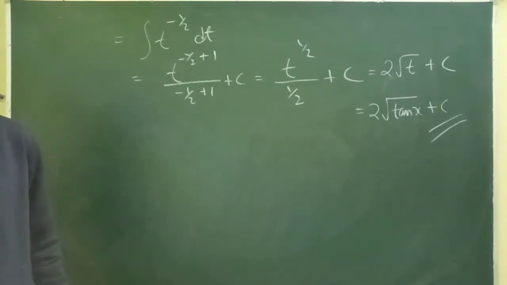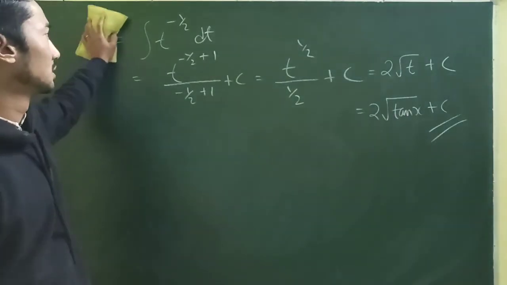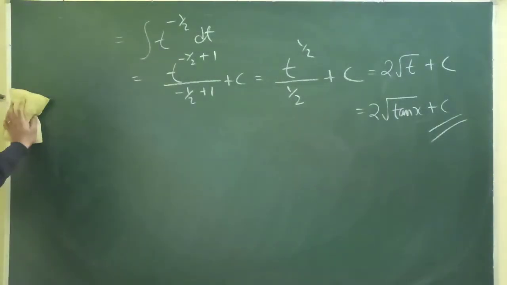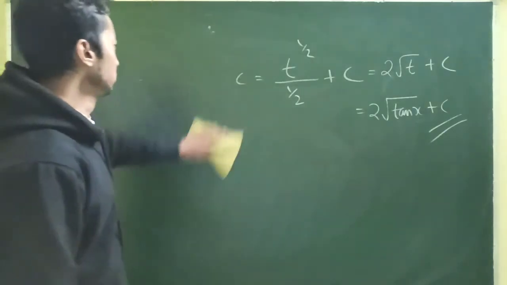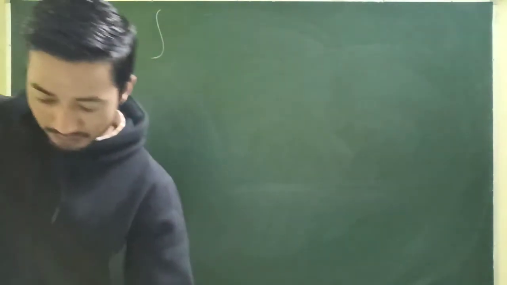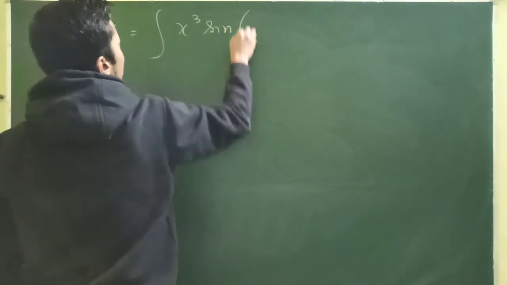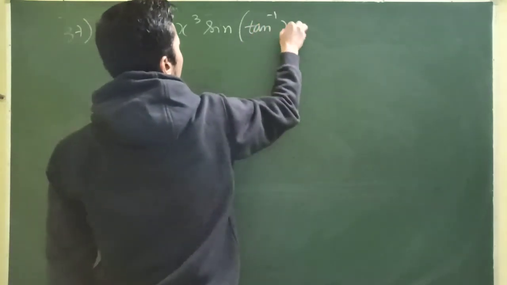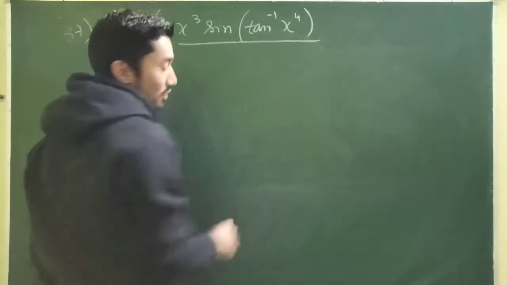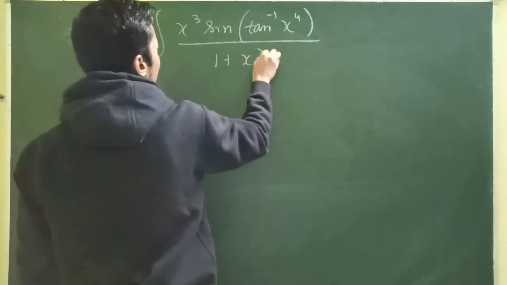One more. Shall we try question 37? You can pause the video. I equal to the integral of x cube sine of tan inverse of x power 4, divided by 1 plus x power 8, dx.